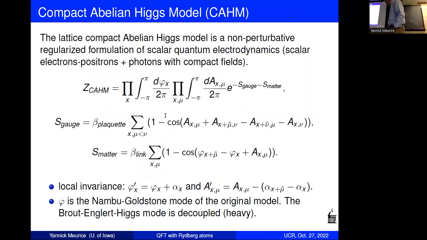The compact abelian Higgs model is just a gauge version of the O(2) model. You replace the gradient by a covariant gradient, and then you add a plaquette term, so it's pretty simple. Now this has the usual transformation that compensates the transformation in the gradient, and is local.